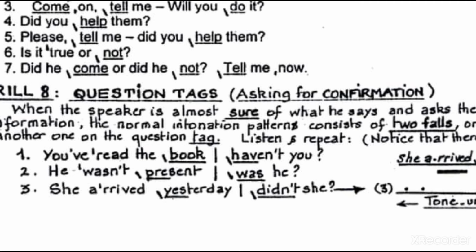Number 1, you've read the book, haven't you? So here we will have two tone units because we have a normal statement and then we have haven't you, which is the question tag. So you've read the book, haven't you? So we have two falls here, on the statement and on the question tag, which is haven't you. Number 2, he wasn't present. Was he? So on present and on he. And finally, she arrived yesterday, didn't she? So two falls, the first on yesterday and the second on didn't.